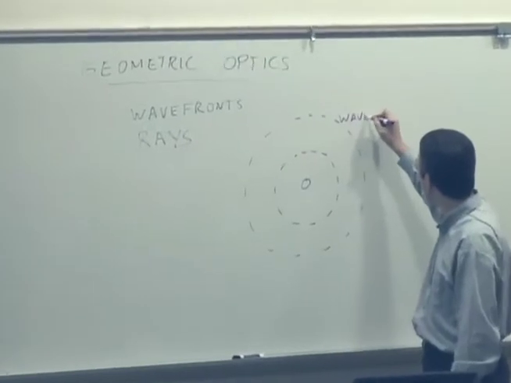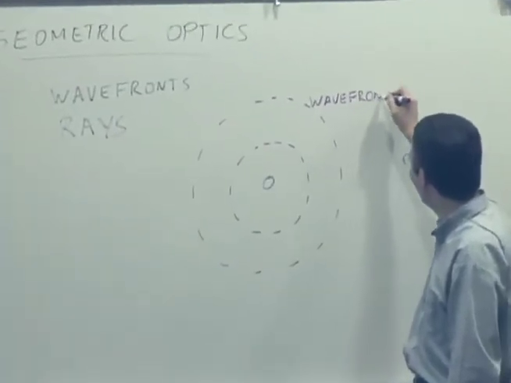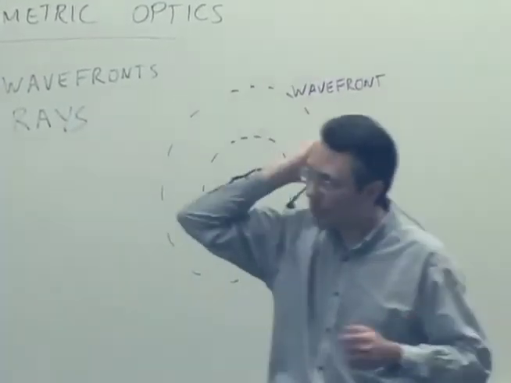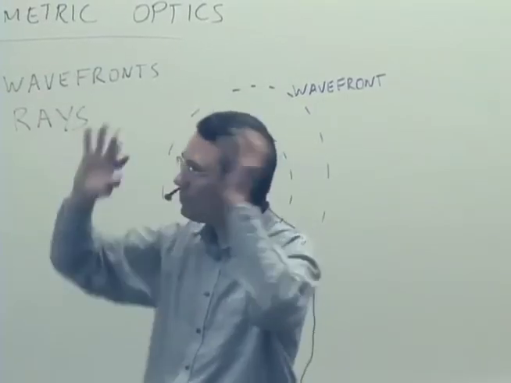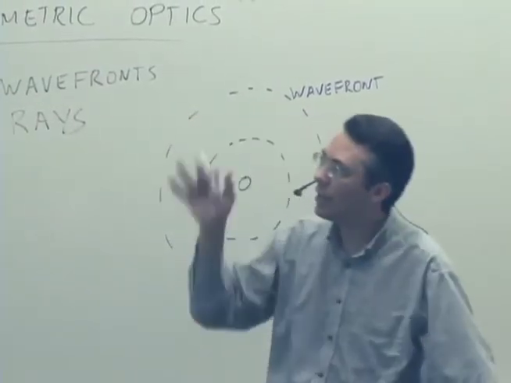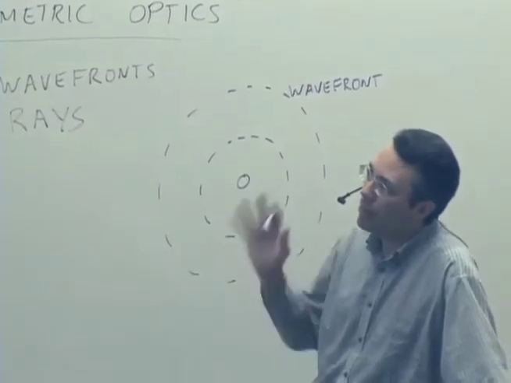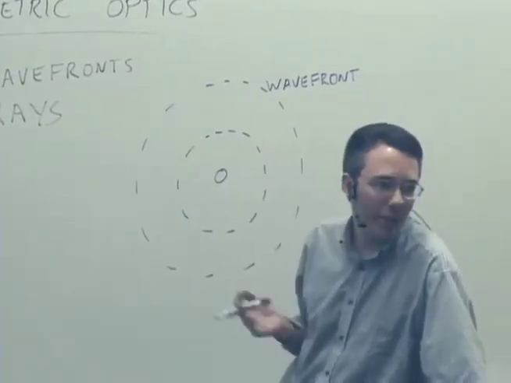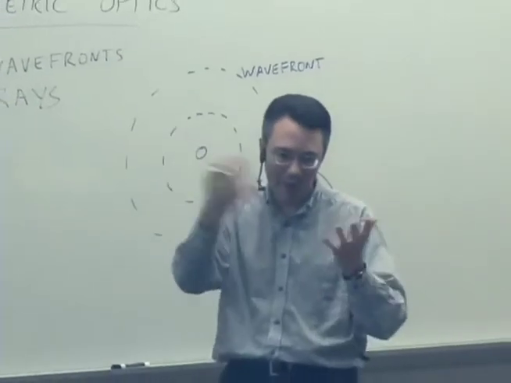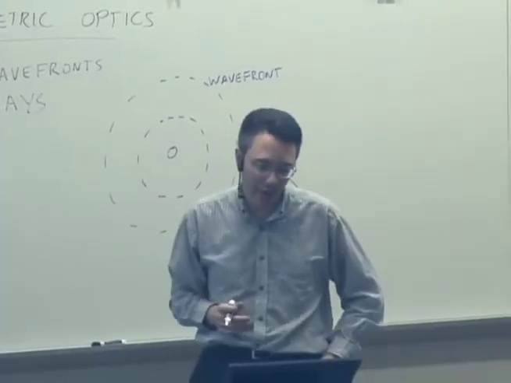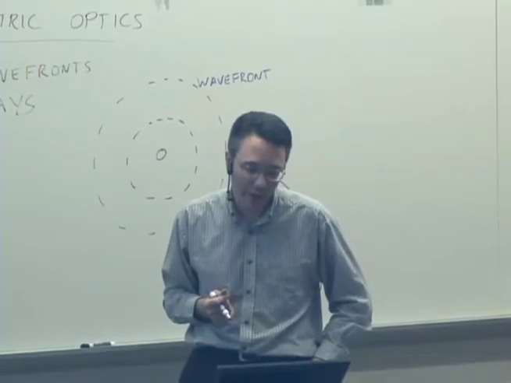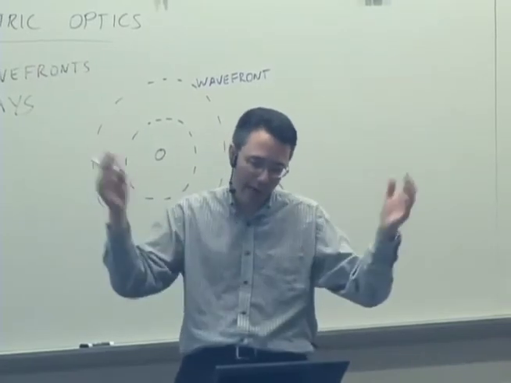wave fronts. Okay, so a wave front is just a line or a plane, or even a surface if you're emitting in a spherical pattern, propagating outward. That surface goes through a series of peaks in the electric field of the electromagnetic wave. And we see that peak propagating outward.